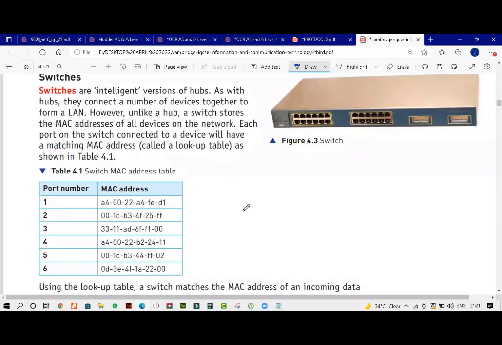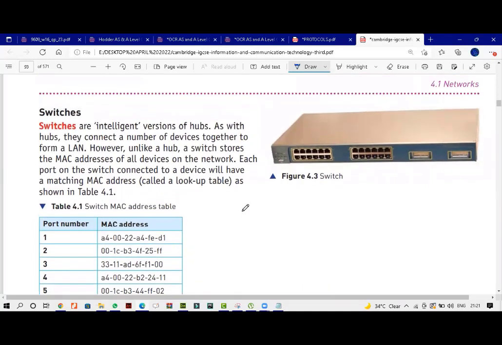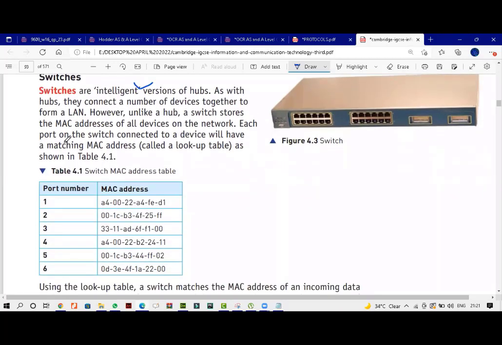Good. So switches basically are intelligent versions of a hub. I just told you it's an intelligent device. They work through IP addressing. They have their own MAC address, and there is something known as a lookup table. That's important. Let's discuss this.